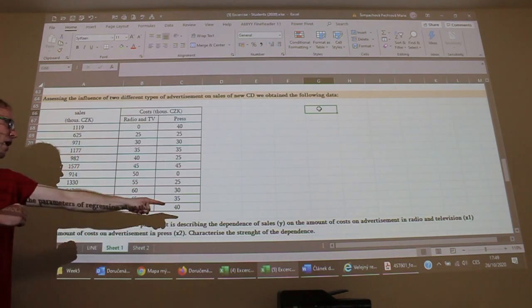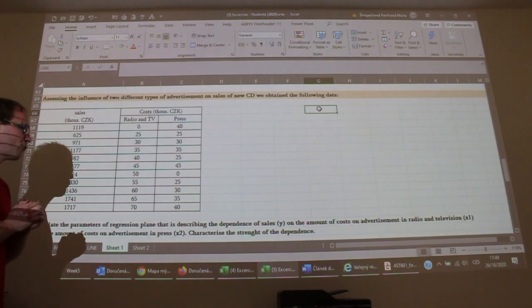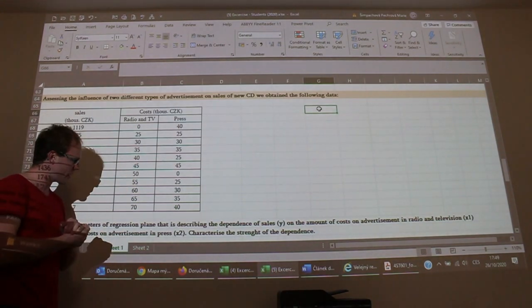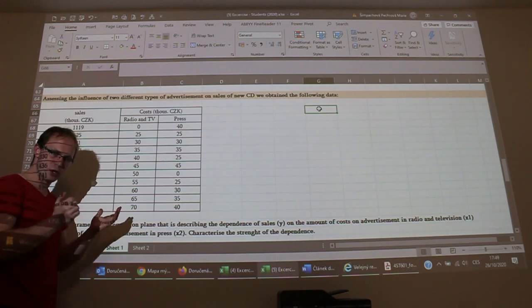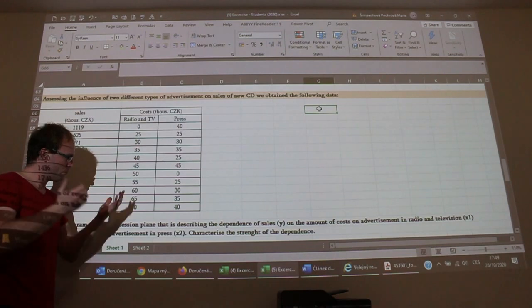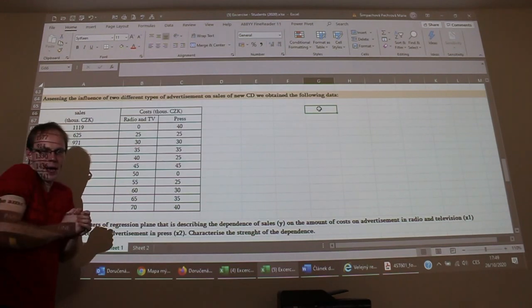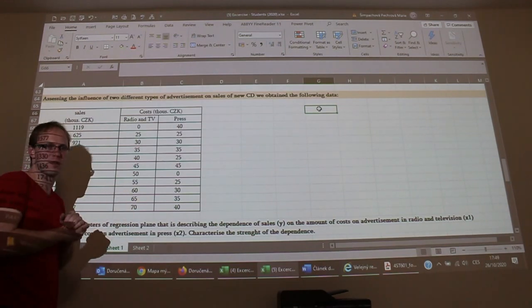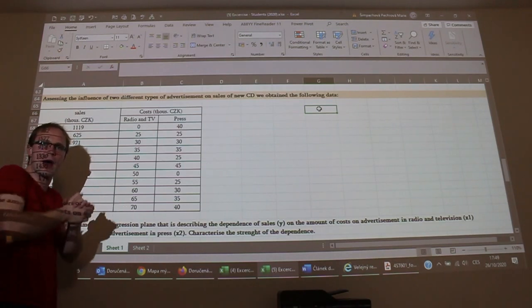This will be a regression plane because we have more than one independent or explanatory variable, yes? And we will characterize the strength of the dependence, yes? Do you know which coefficient we will use? For example, R squared or adjusted R squared, yes?